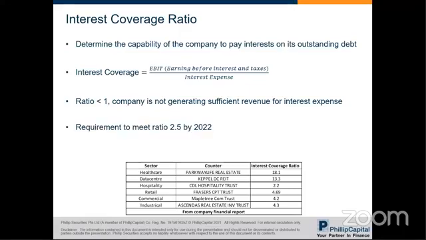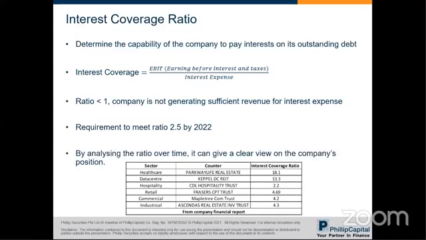Also, there's a requirement to meet 2.5 by 2020. This is a requirement set by MAS. So in Singapore, you can see that most of our REITs are able to meet this interest coverage ratio of 2.5. And also one thing is that when we look at a ratio, I do not just look at one point in time. We also look at it over time. In the case of REITs, let's say I used to have 10 times of this interest coverage ratio, and suddenly it drops to 5, 3, 2.5. Next thing I have to worry whether this is going to go below 2.5.